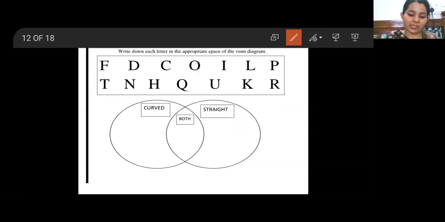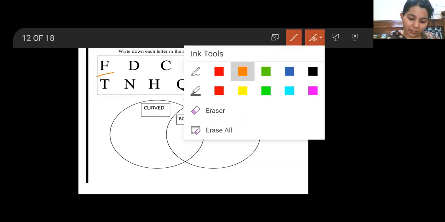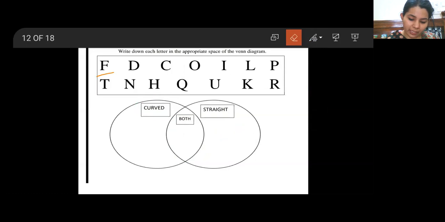All right, let me just discuss. If I talk about the first letter F, F is completely made with straight lines. So F is over here. Let me write more neatly. All right, so F is made up of straight lines only.